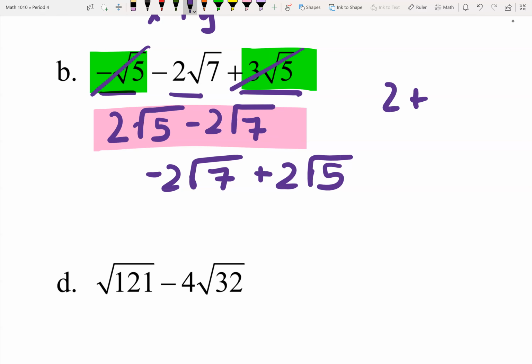Is 2 plus 3 the same as 3 plus 2? Were you joking? Now you're joking. No, yeah, no. We're good. You are good. We're good.